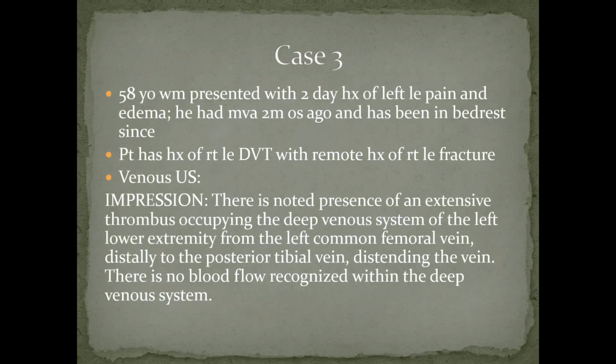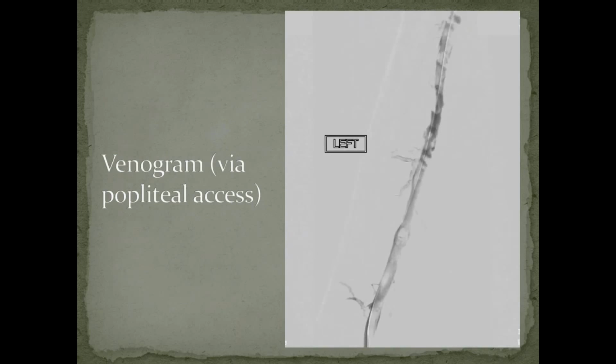The third case is a 58-year-old gentleman with a 2-day history of left lower extremity pain and edema. He had a motor vehicle accident a few months ago and was bed rested for this. I had a venous ultrasound done, which of course showed extensive DVT, not surprisingly with proximal involvement because it did involve the common femoral vein. So we placed the patient in a prone position. We had ultrasound-guided access, and here you can see the popliteal femoral vein venogram.